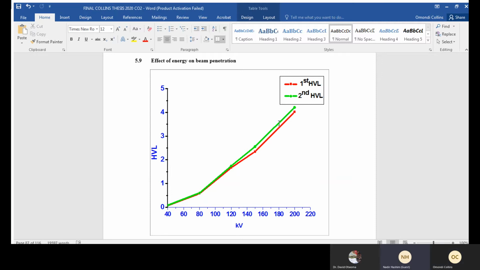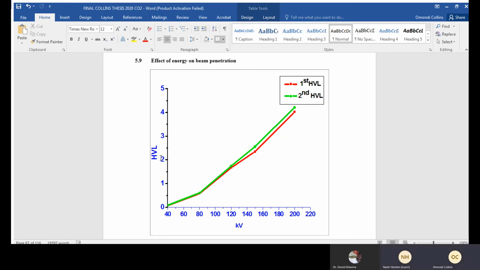Now, if the intensity increases when you increase the tube voltage, that means you need a thicker material to stop these many photons that come incident on your material. So that's why the half value layer increases as you increase the tube voltage. Does that make sense? As you increase the tube voltage, the intensity increases, which eventually affects the material that you need to reduce it by half.